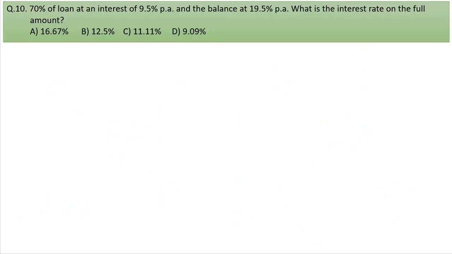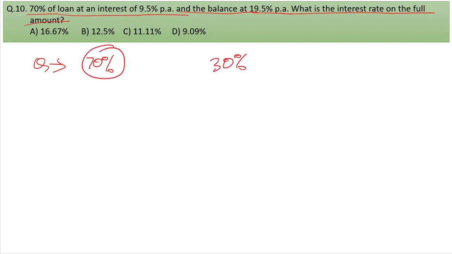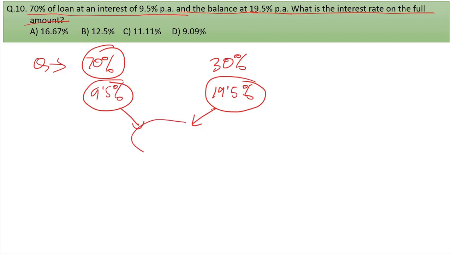And the next question we have 70% of loan at an interest 9.5% per annum, and the balance at 19.5% per annum. What is the interest on the full amount? We have here quantity is 70%, and then the remaining will be 30%. In the 70% part he is giving 9.5% loan, and then in the second part, there is the remaining part, he is giving 19.5% here. And then what is the interest rate on the full amount? That is the overall amount we need to find out.